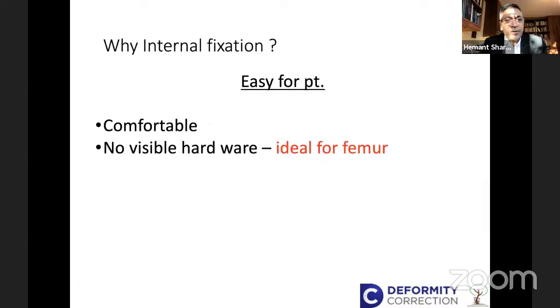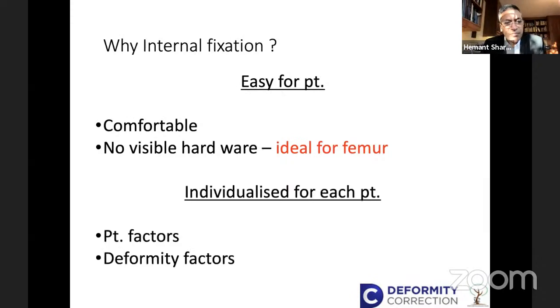So the principal question is why we want to do internal fixation, because I think the easiest thing is fixators, we love them. I tell all my patients that external fixator is the best device I have, but it is the worst device for you, because site infection and pain are not easy. And therefore, I think if we can avoid fixator in some situations, it would be easier for the patients. The other thing is when we use internal fixation, we need to take into account the deformity factors and the patient's personality, and then devise an individualized treatment or fixation device for that particular patient.